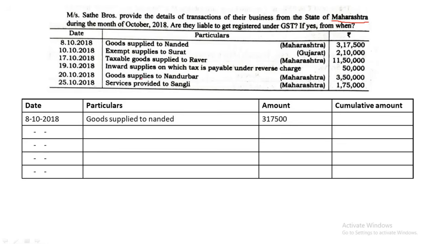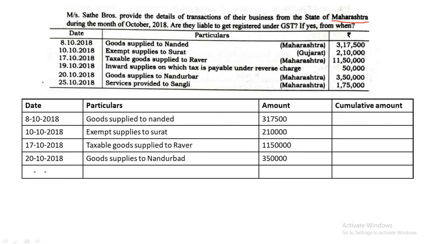So exempt supply to Surat, with the date, name, and the transaction value. Third, on 17th October, taxable goods supplied to Ravi. Again, you are supplying goods, so it will be considered. Amount is 11,50,000. Next, on 19th October, inward supply. Inward supply means purchases. Purchases cannot be taken into consideration to find the total aggregate turnover, so we ignore it. On 20th, again, you are supplying something, so we will consider that.